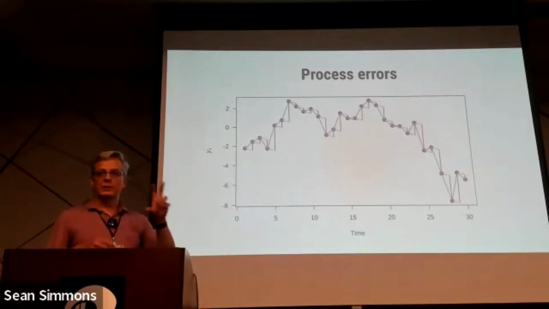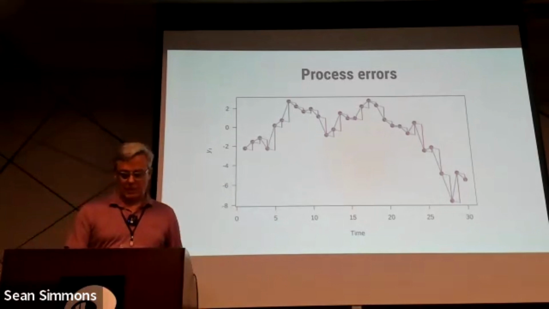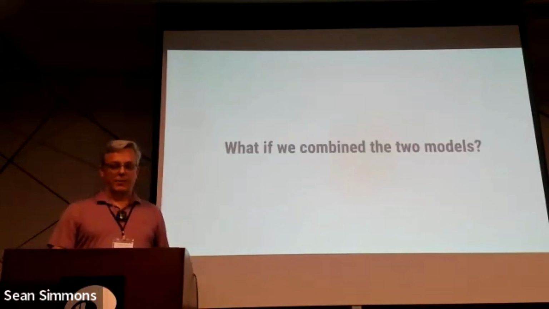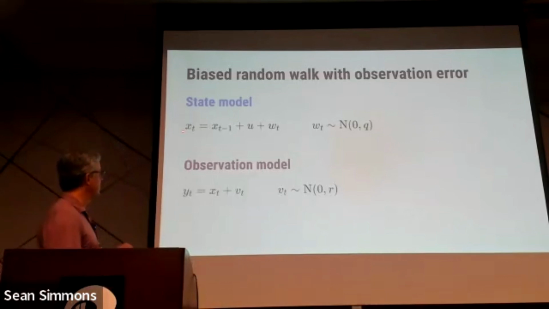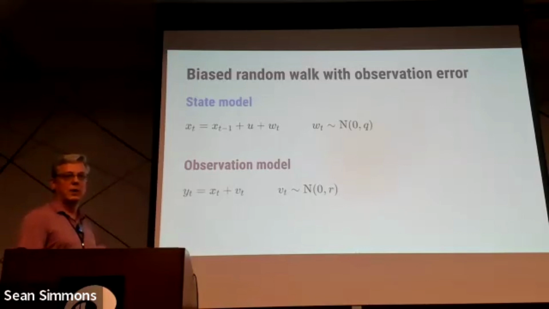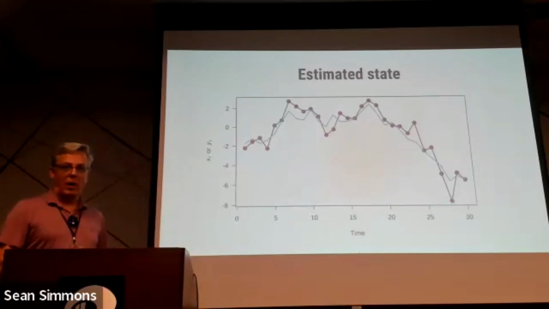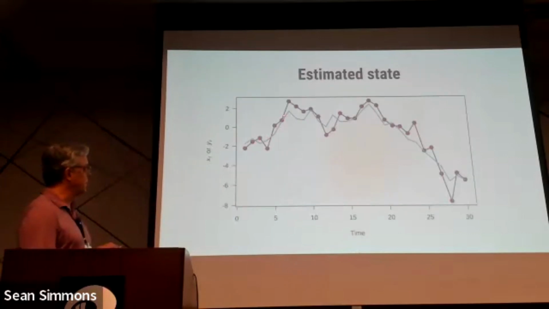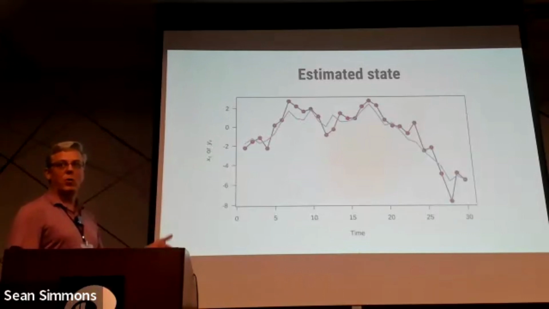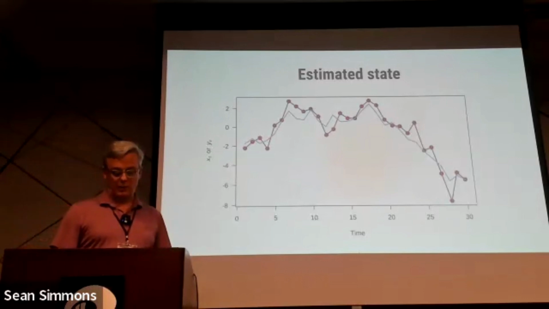Now what we're going to do is consider a hybrid of those two. So what if we just combine them? So now we've got our biased random walk here, just like before. And now our observation model, we've added some additional variation here owing to our inability to sample this system perfectly. Okay. And if you fit that model to these data, you now get this blue line here. And this blue line is a combination of both process and observation errors.